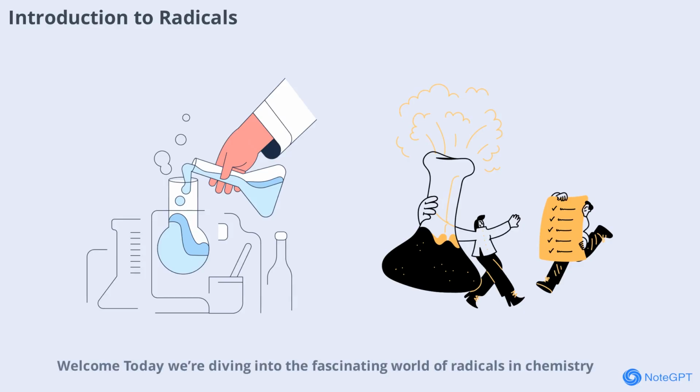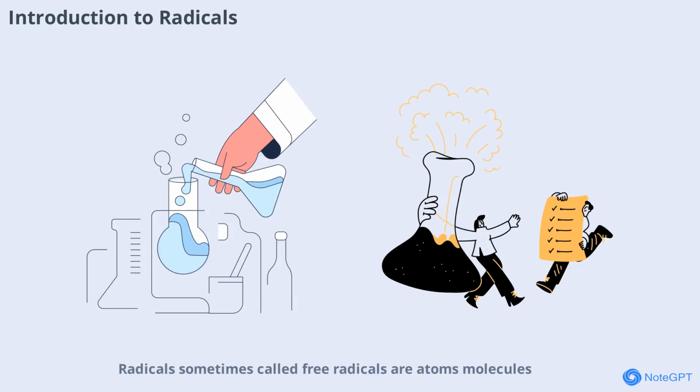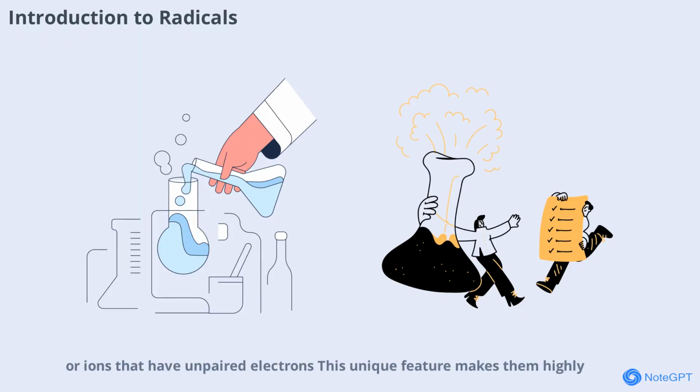Welcome. Today we're diving into the fascinating world of radicals in chemistry. Radicals, sometimes called free radicals, are atoms, molecules, or ions that have unpaired electrons. This unique feature makes them highly reactive and central to many chemical processes. In this video, we'll explore what radicals are, how they form, and why they matter in both nature and industry.